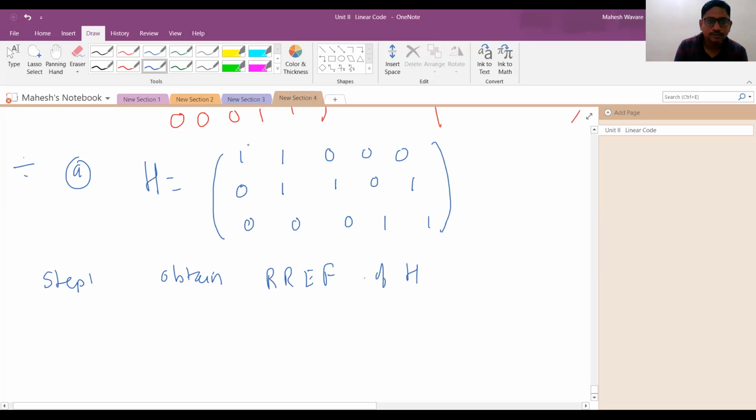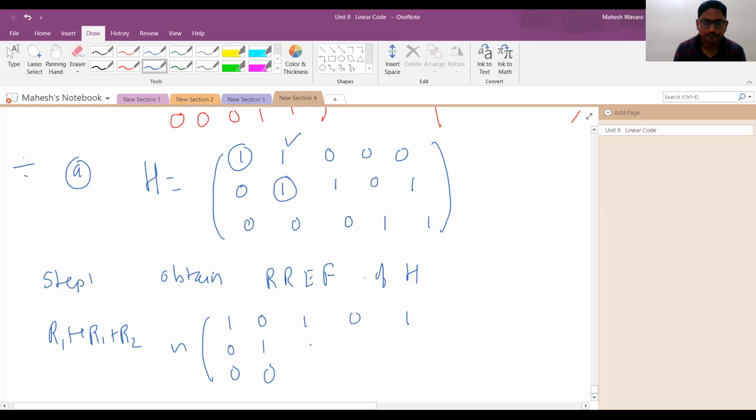So this is the first leading one. Below that you already have 0. The next leading one should be this, but below and above it has to be 0. So make this 0 here by doing the operations. What operation are you doing on the first row? First row plus second row gives 0. So 1 0 0 0 1 0. Next 0 plus 1, 0 plus 0, 0 plus 1, and it is 1 0 1. And last, here it is 1.